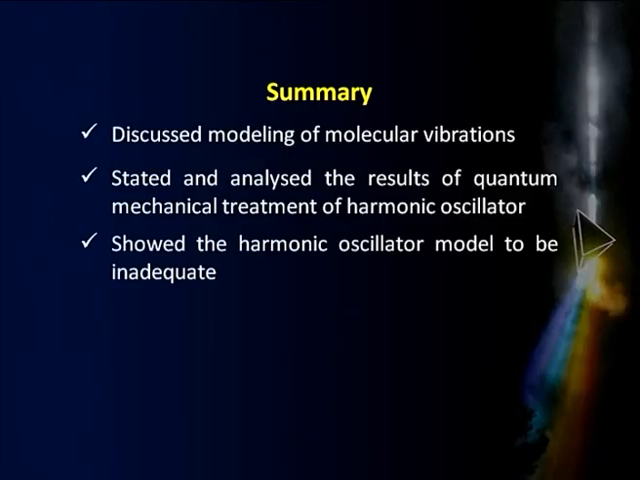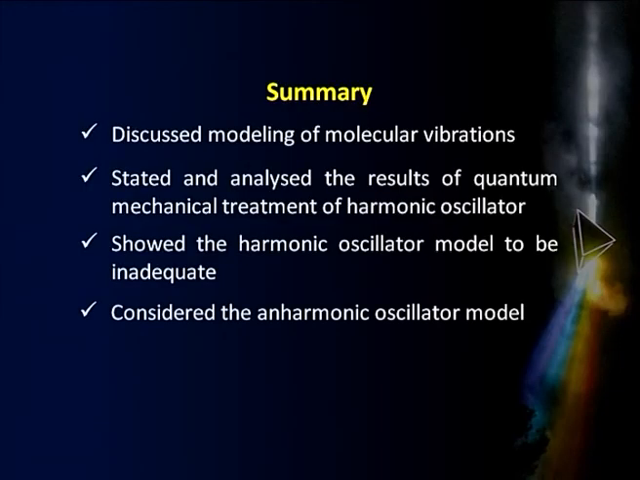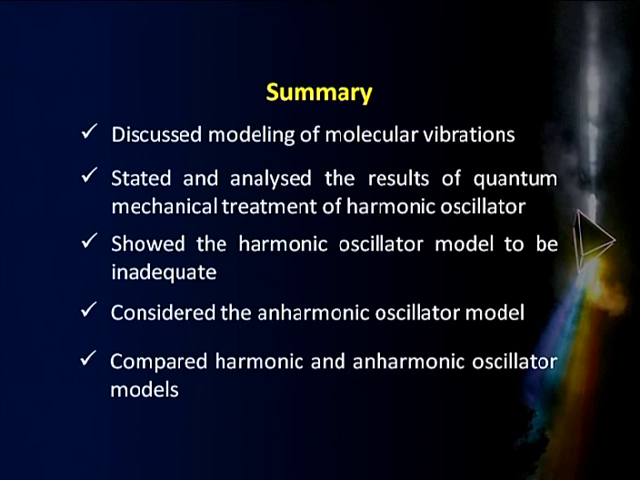Thereafter, we showed that this harmonic oscillator model is inadequate because it does not account for the fact that if I give energy to the molecule, it dissociates. If I consider the molecule to be a harmonic oscillator, it will not dissociate at all. So, it was inadequate. So, we brought in the concept of anharmonicity into the model and we found that as a consequence of that our energy level expression changed and so did our selection rules. And towards the end we tried to compare the outcomes of the harmonic and anharmonic oscillator models.